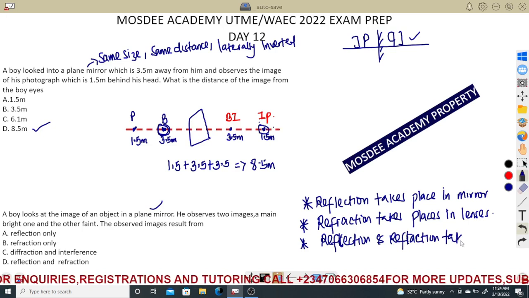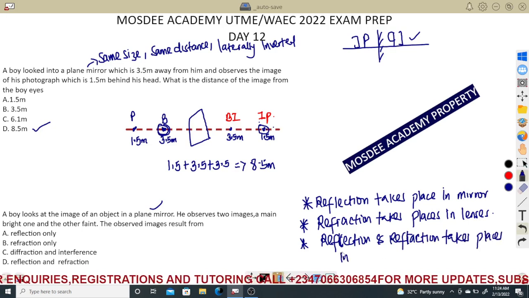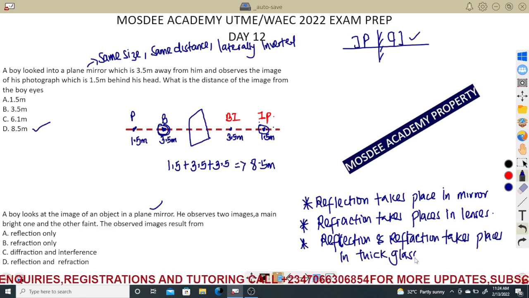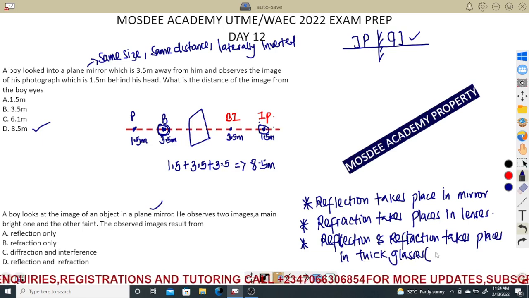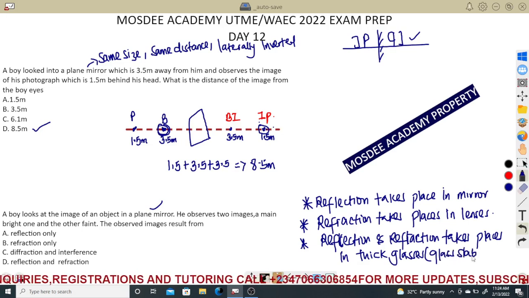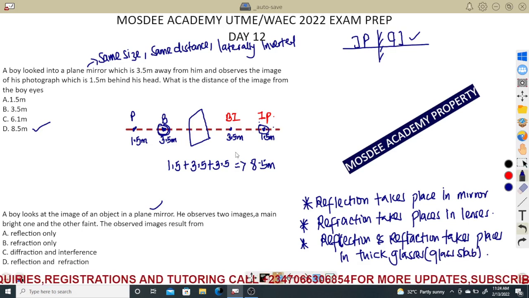Reflection and refraction take place in thick glasses. Once you have thick glass, we call it a glass slab. That is because we are going to do experiments on the glass slab under the topic of refraction of light, talking about some important things, which is our day 13, the next in the syllabus.